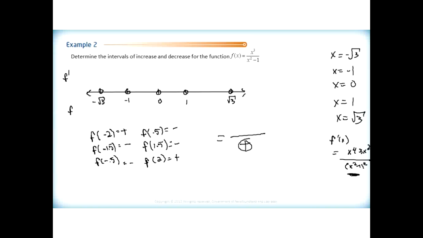So all of those things divided by a positive will stay true to their word. So we're going to have a positive, negative, negative, negative, negative, and positive. So notice that we didn't have to change sign at all the critical values, but it sometimes works out like that. Okie dokie.